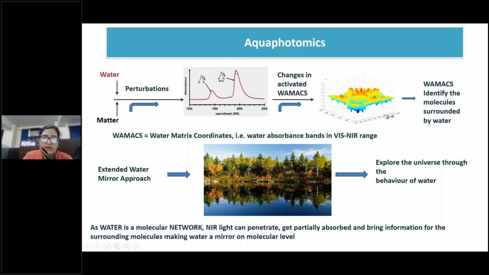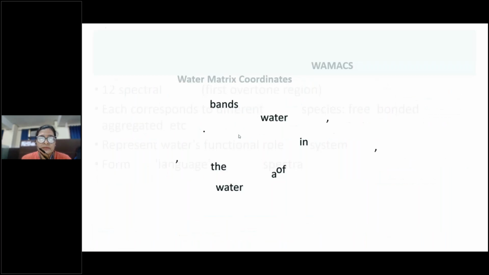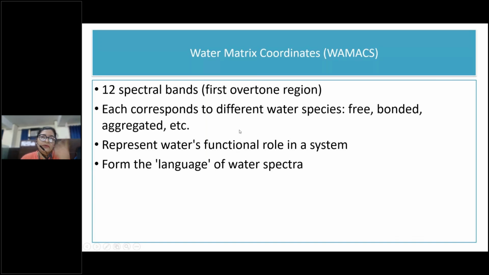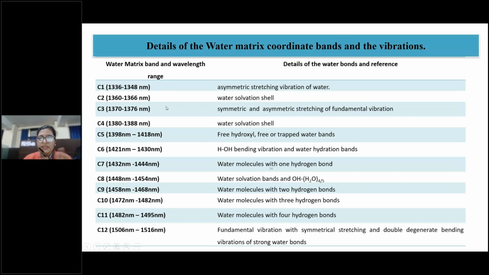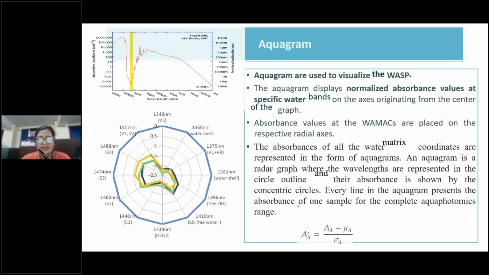Then these specific absorbance bands are studied in the form of aquagram with water matrix coordinates. So what are these water matrix coordinates? These were given by Professor Roberto Tsenkova, that there are basically few wavelengths from 1300 to 1600 nanometer which can be studied. This is a depth study. So from 1300 to 1600, the complete band is divided into different small bands. And though they all are water bands, they talk about different things: water solution, symmetric vibrations, free groups, bounded groups, and many more. And when you plot all these things, what you get is aquagram.